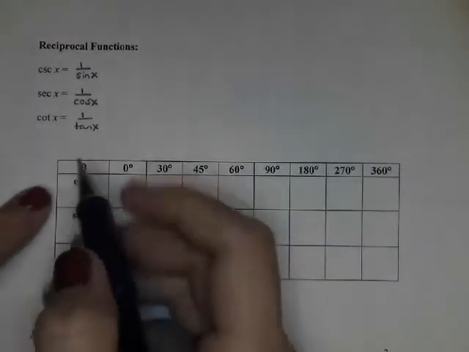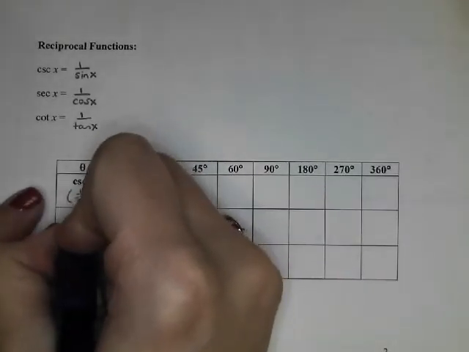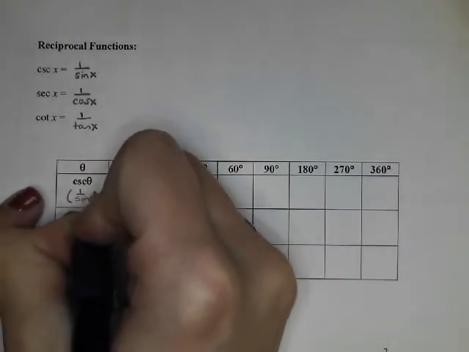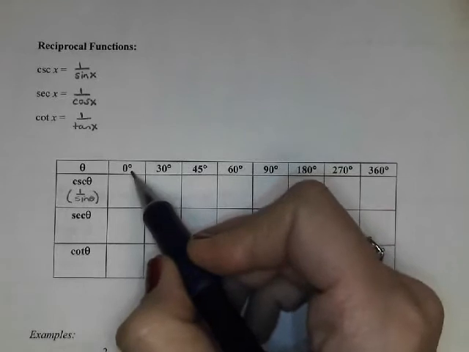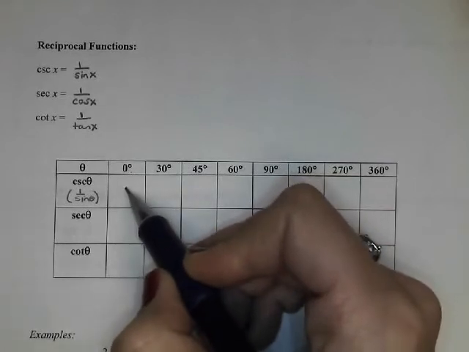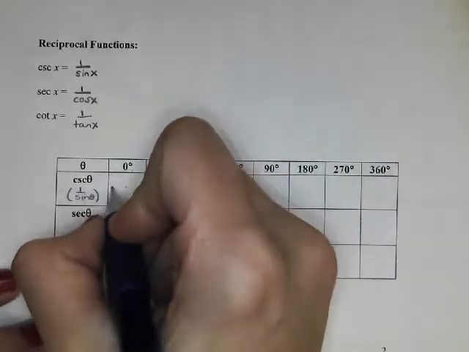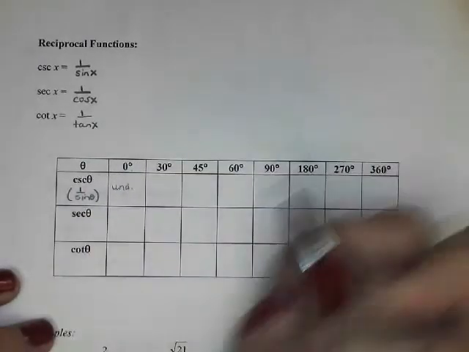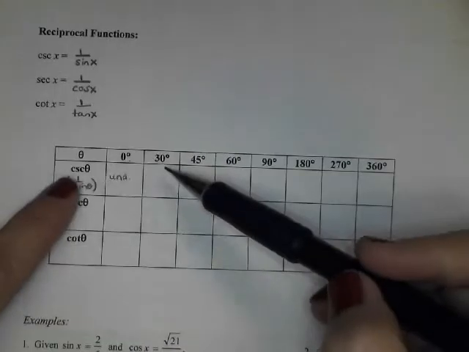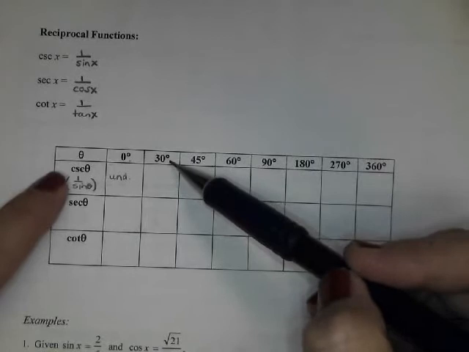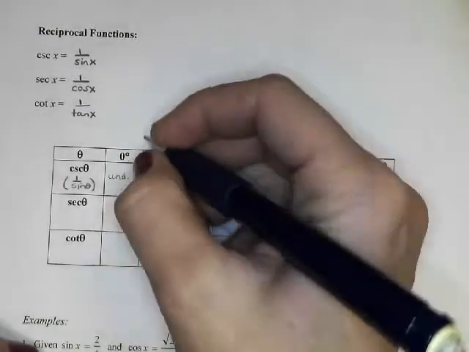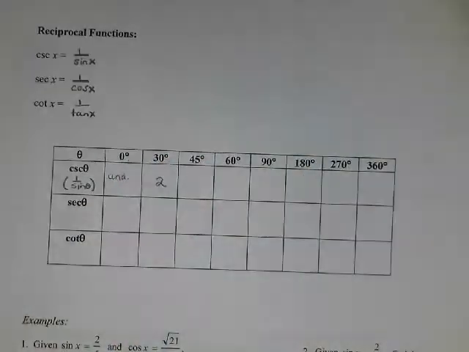So for example, with cosecant being 1 over the sine, if I'm asked for the cosecant of 0, I think of the sine of 0, which is 0, and then I flip it. And a 0 flipped is undefined. For the cosecant of 30, I would think of the sine of 30, which is 1/2, and then when you flip 1/2, it would become 2.